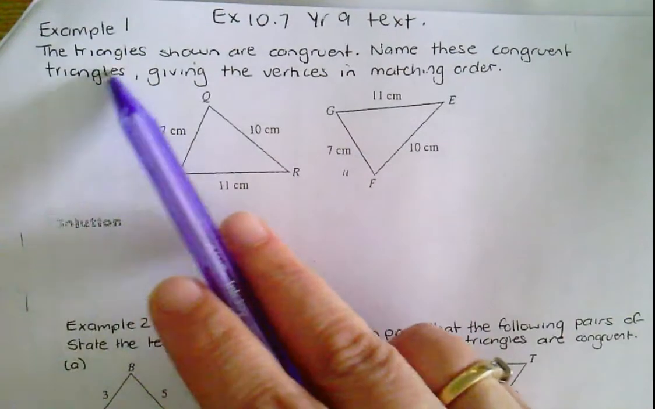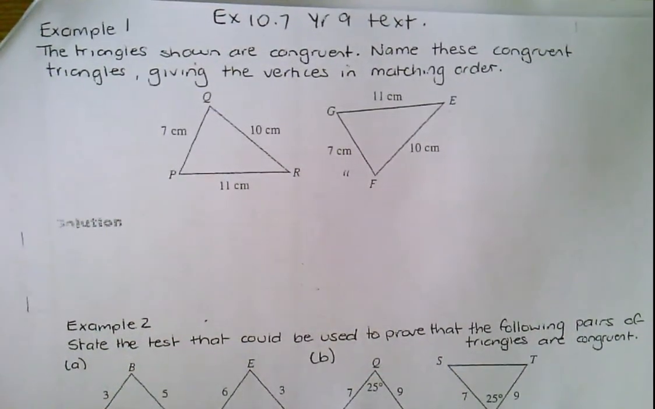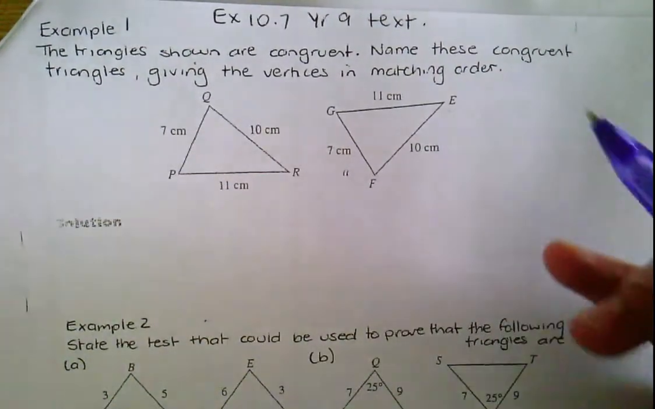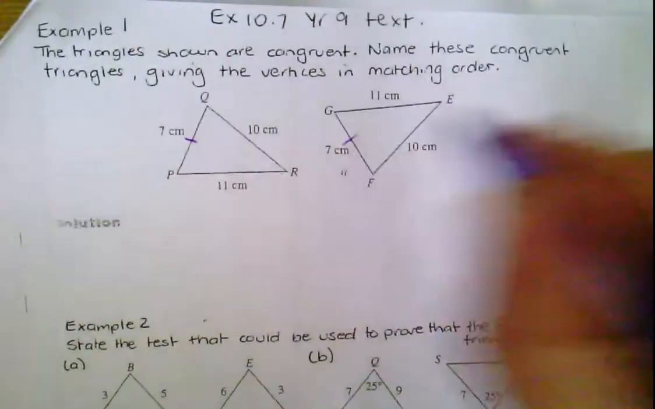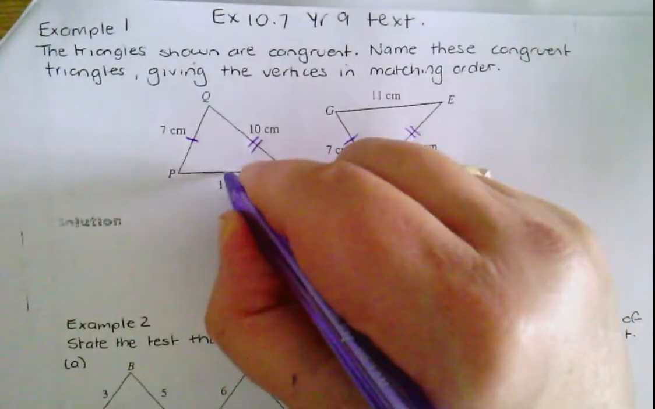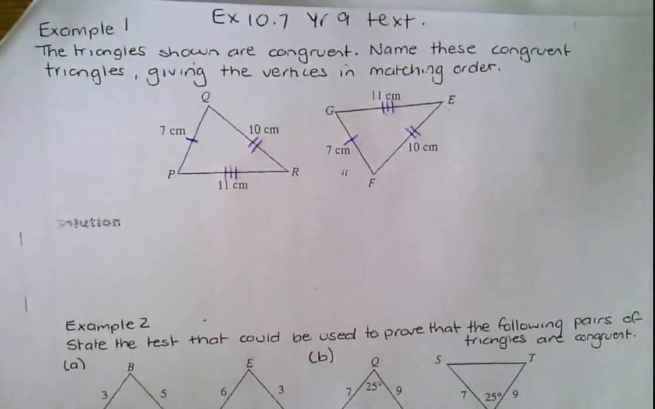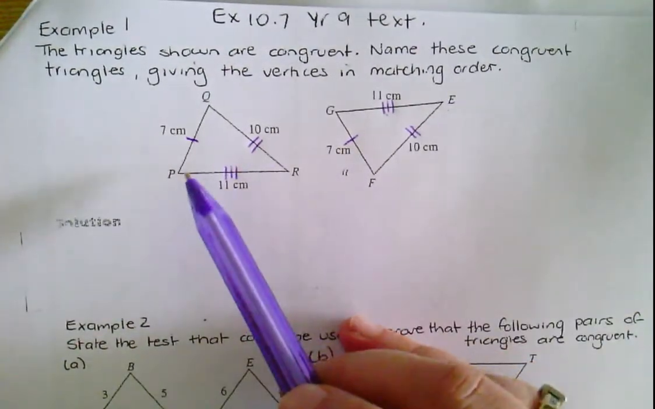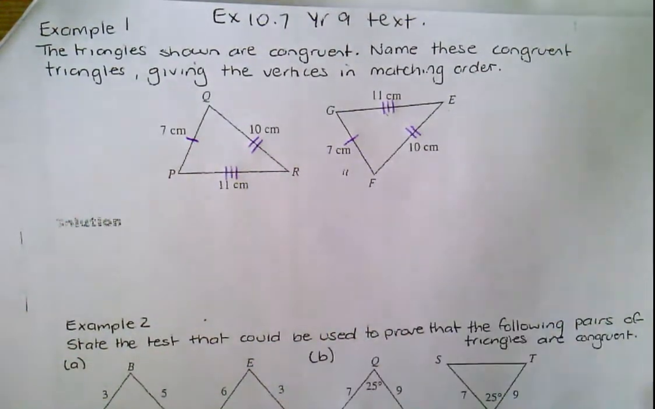Here's an example. The triangles below are congruent, and you're going to get them in the right order for me. So, girls, what side matches what? 7 matches 7. 10 matches 10. And 11 matches 11. So, girls, I'm going single dash for the shortest, double dash for the medium side, triple dash for the longest side. The triangles are congruent, yes.